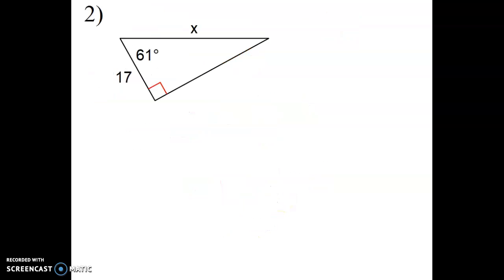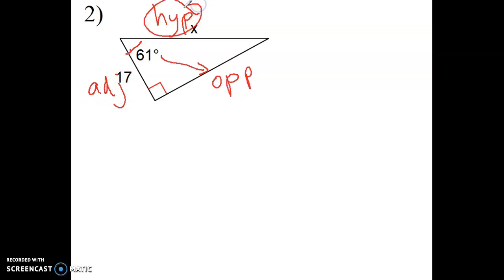In our second example, we have a side here that's pretty similar shaped. We're looking at an angle of 61 degrees as our reference angle. So here's our opposite, here's our hypotenuse and adjacent. Okay, so we want to find the hypotenuse and we know the adjacent, so that's A and H.